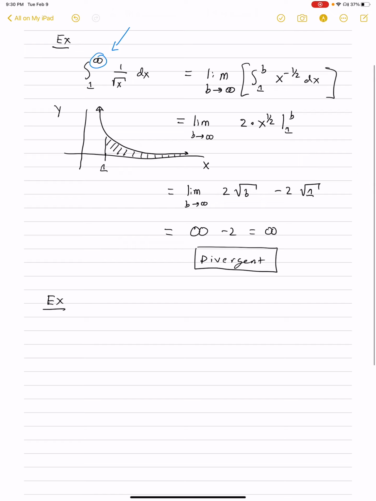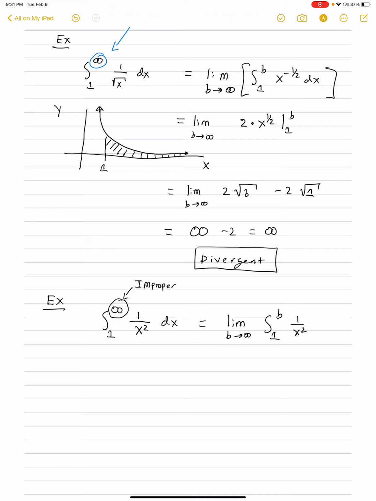It's going to be very similar to the one we just saw. I'm going to have this integral from 1 to infinity of 1 over x squared dx. This graph looks very similar to the one above. Again, what makes this improper is this infinity in the upper limit of integration. So we're going to replace this by a finite number and take the limit as that number goes to infinity. So this becomes the integral from 1 to b of 1 over x squared dx.